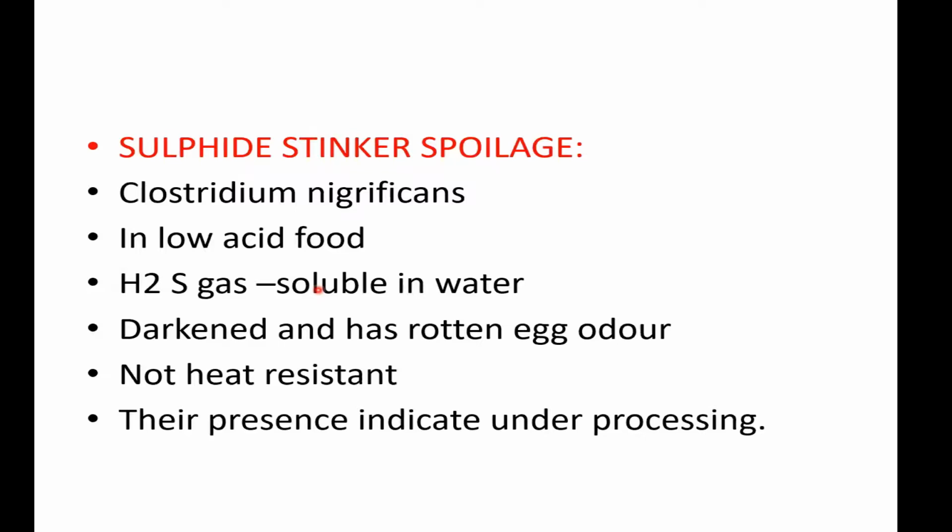But once you open it, you know the peculiarity of hydrogen sulfide gas. It gives a rotten egg odor, and it gives a black color. So hydrogen sulfide gas will be produced by this type of bacteria, Clostridium nigrificans, and it gives a rotten egg odor, and it will be dark in color. So this is again due to under processing, not storing at a proper temperature. We are storing at a very high temperature, and no proper cooling is done. In those conditions, the spores will germinate, and they can lead to a condition called sulfide stinker spoilage. So once you open it, immediately you get what I call a rotten egg odor.